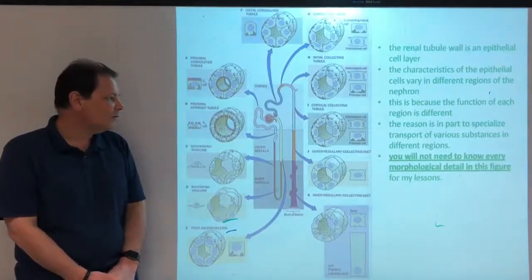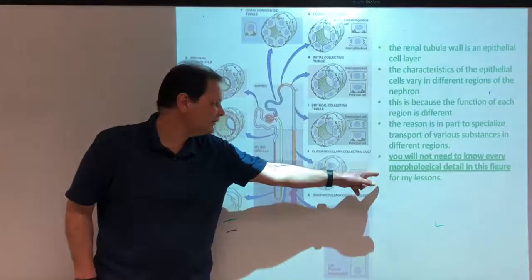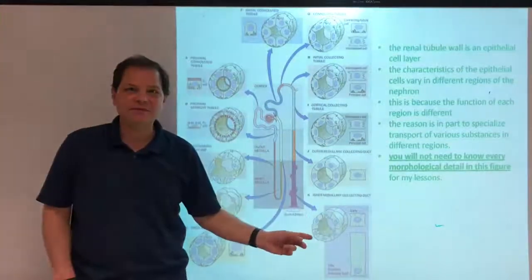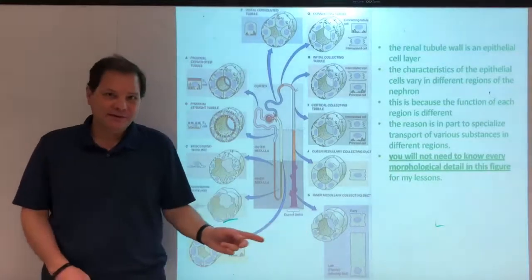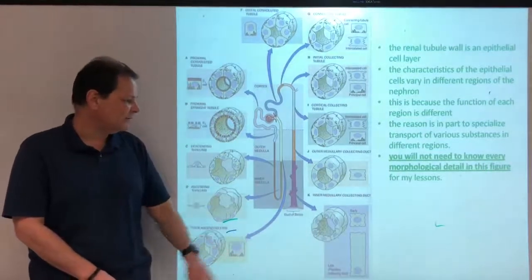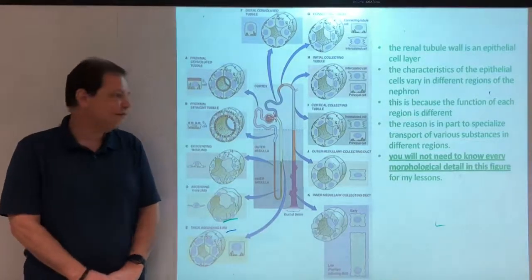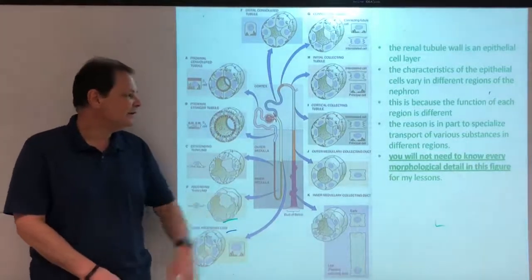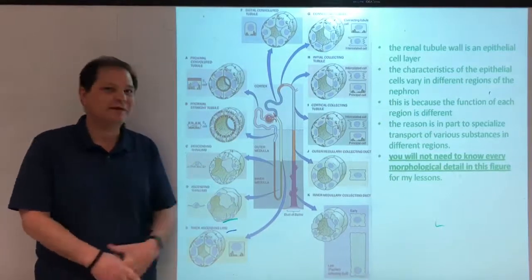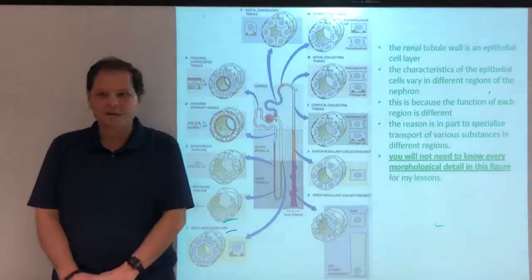Do also recognize that I will not test you on the specific morphological features of all these epithelia. Somebody else might, I will not. That is not the purpose of this figure. You don't have to memorize the details. I just want you to recognize that it's epithelial tissue and it varies from section to section throughout the nephron and why that is.